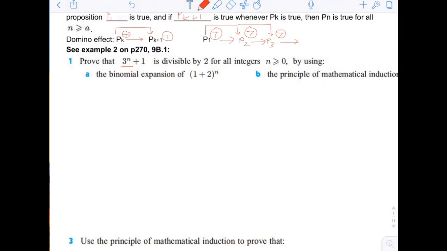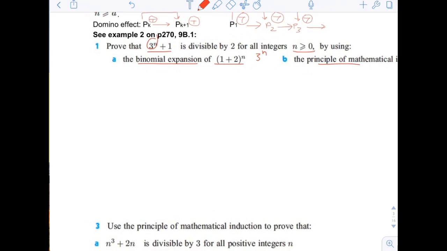So let's prove that 3 to the power of n plus 1 is divisible by 2 for all integers n greater than or equal to 0 by using two different methods. The first method is we're just going to use binomial expansion, and we're going to express 3 exponent n as 1 plus 2 exponent n, which is the same thing as 3 exponent n. But the thing is, 1 plus 2 exponent n looks like a binomial to a power, and so we could use binomial expansion to expand it, right? And after that, we're going to show how maybe it's easier to do by mathematical induction.